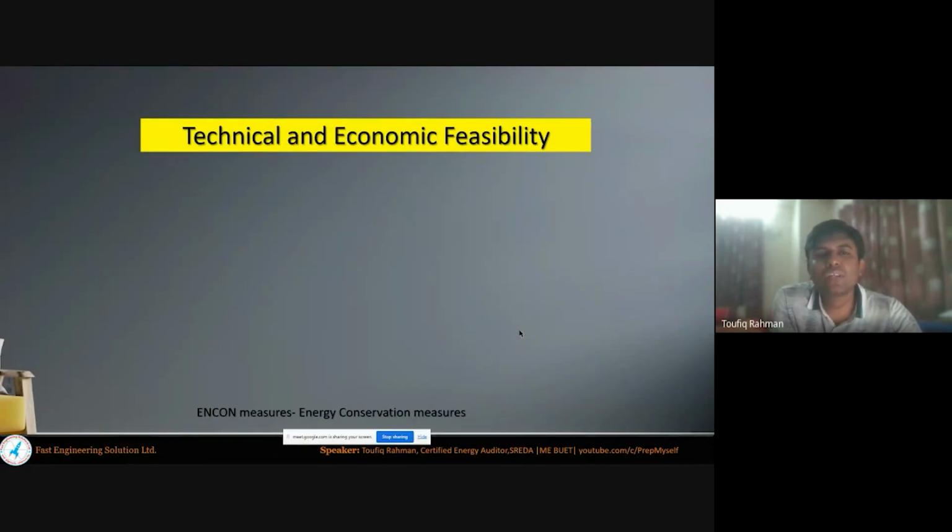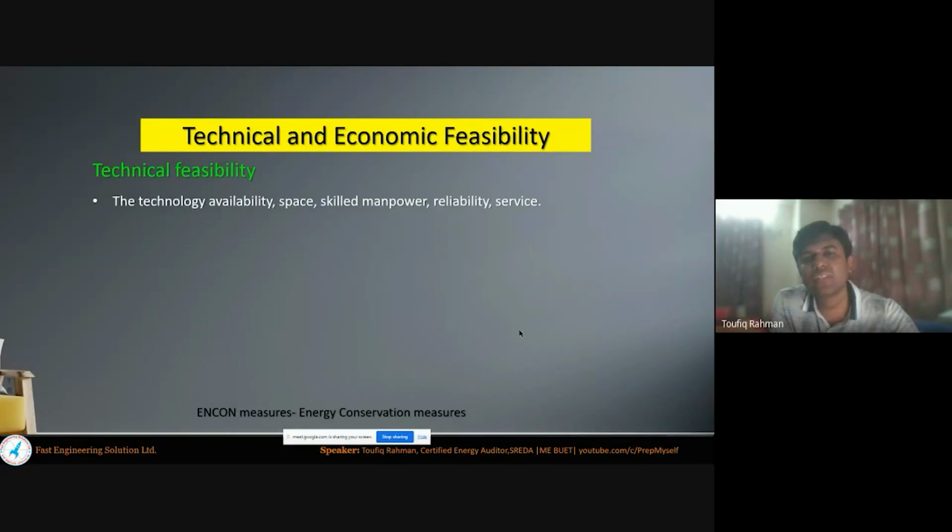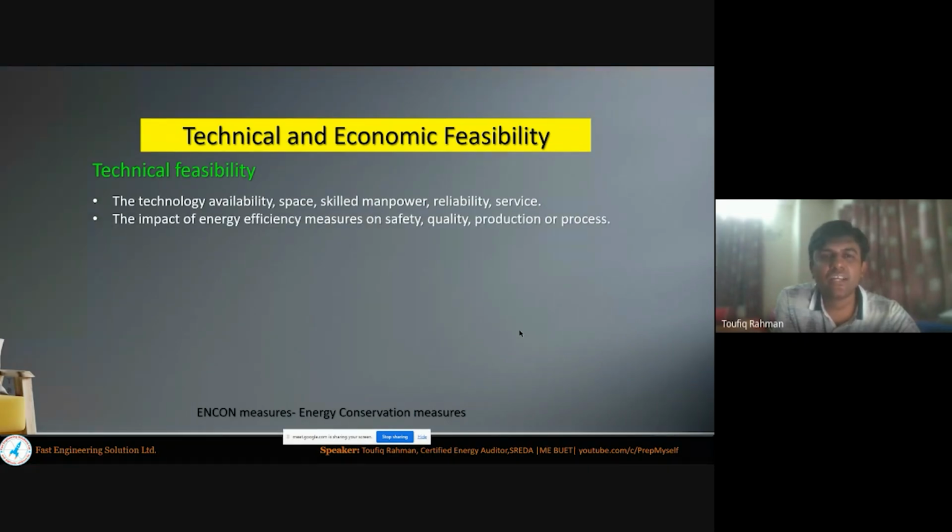And also technical and economic feasibility. For technical feasibility, we need technology availability, space, skill, manpower, and reliability of service. If we have those, then technical feasibility is there. Also, do the energy efficiency measures improve the safety or the quality of the product or the process? This is technical feasibility.